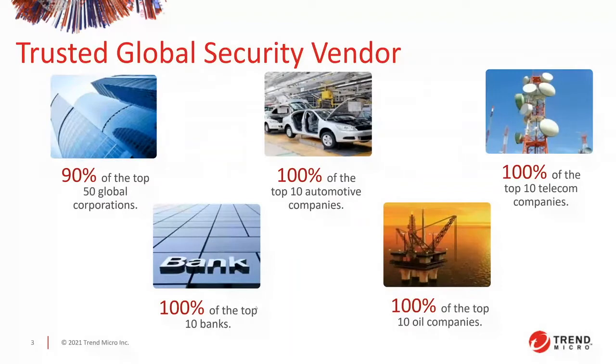We are a trusted security vendor for 90% of the top 50 global corporations, 100% of the top 10 automotive companies, 100% of the top 10 telco companies of the globe, and 100% of the top 10 banks. Banks, as you know, are the most sensitive, critical IT environment ever. So this gives you a good indicator of how Trend Micro is being trusted globally, and 100% of the top 10 oil companies as well.